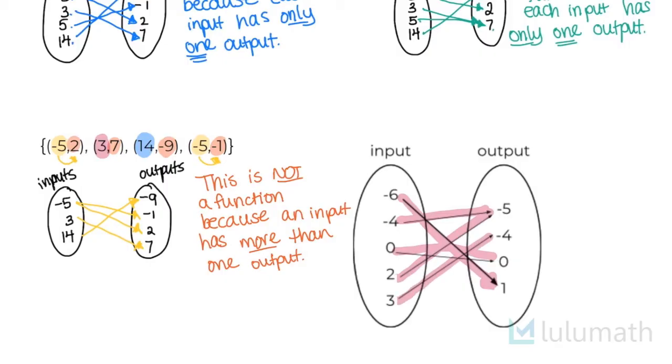is mapped to -4. So just like we had over here, just because an output is mapped from 2 different inputs doesn't matter. What matters is what the inputs are doing, and each input has only one output, so therefore this is a function.